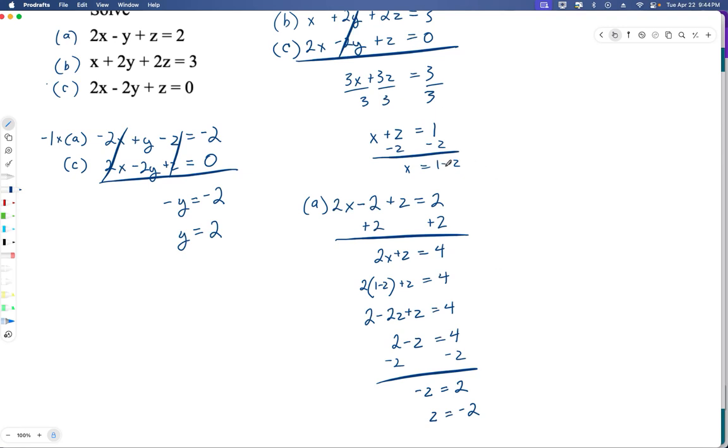Now I can put that up here to get my substitution value. x is equal to 1 minus z. So minus the negative 2 would be plus 2. So x is equal to 3. So my solution set is 3, 2, negative 2. That's what I'm looking for.